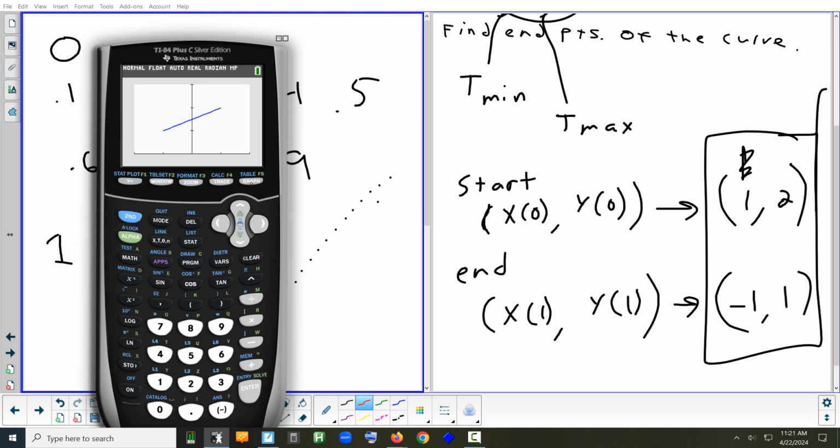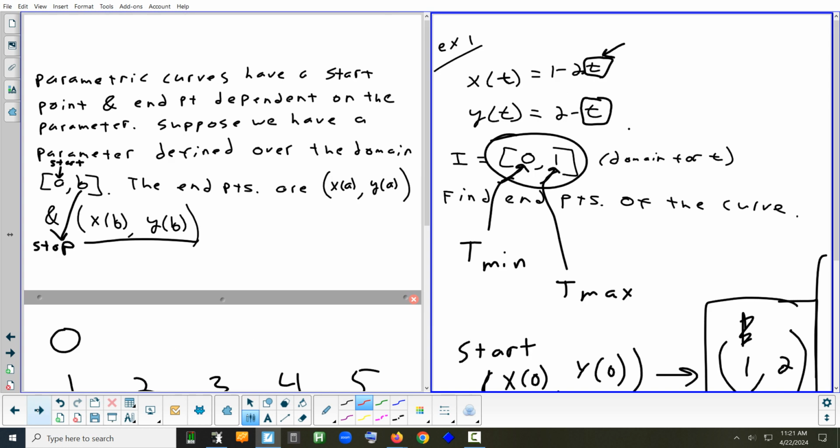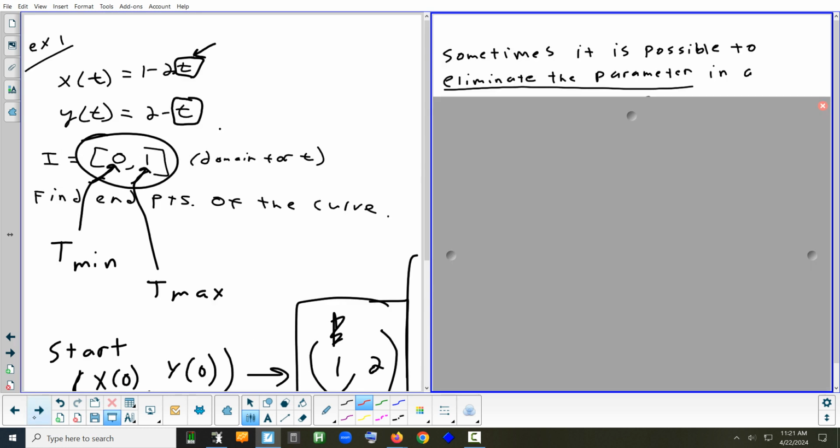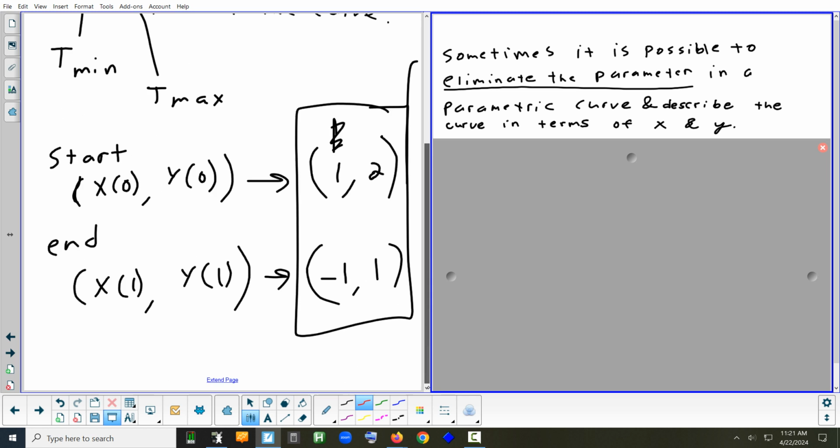Okay, so that's what T-step does. Controls the amount of points you see. It's like the amount of detail in the picture. It becomes very important when things start to curve. All right, let's try this.